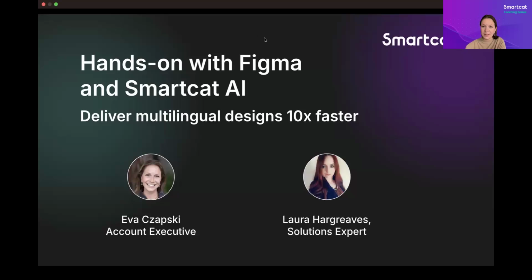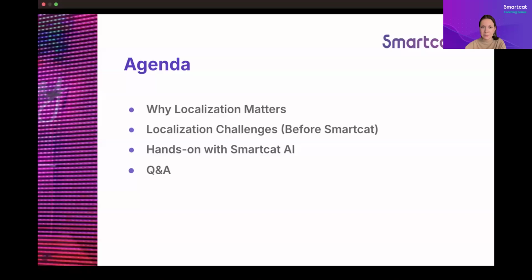All right, I think we're going to get started. Nice to meet you all. I'm Eva. I'm an account executive here at Smartcat, so I have the pleasure of working with a lot of our enterprise customers. I'm joined by Laura Hargreaves. Laura is a solutions expert on our team, so she works on technical workflow design with our customers. And today we'll be talking about how to leverage the integration between Smartcat AI and Figma to deliver multilingual designs and content 10 times faster.